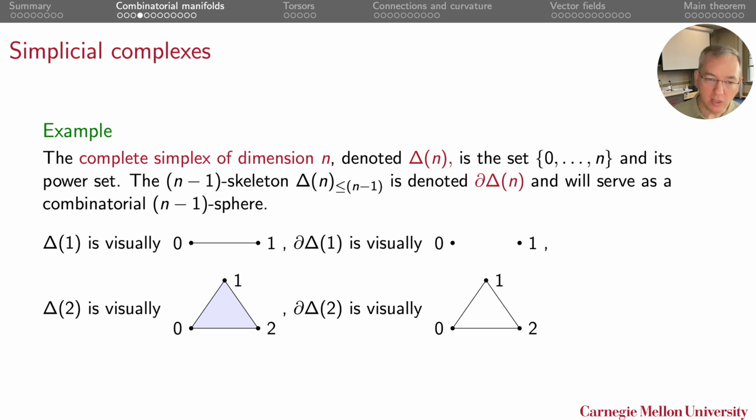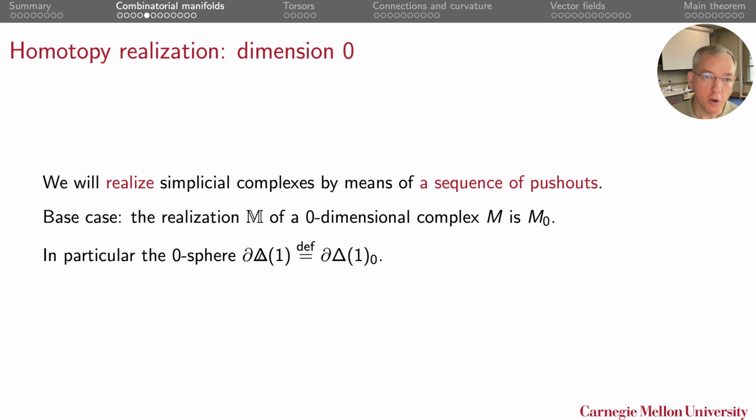Delta of 2 is this ball that's this triangle filled in, and its one skeleton is the triangle not filled in, and that's boundary delta of 2. So we'll make use of these as we inductively build up the combinatorial manifolds in type theory. So the homotopy realization is the procedure we're going to define here. I hadn't seen this done elsewhere, but it's really just geometric realization, but performed with homotopy pushouts.